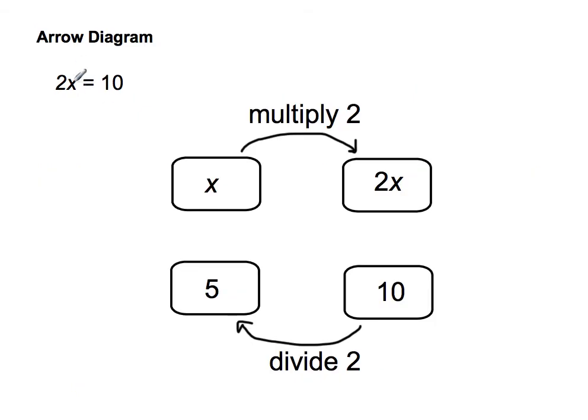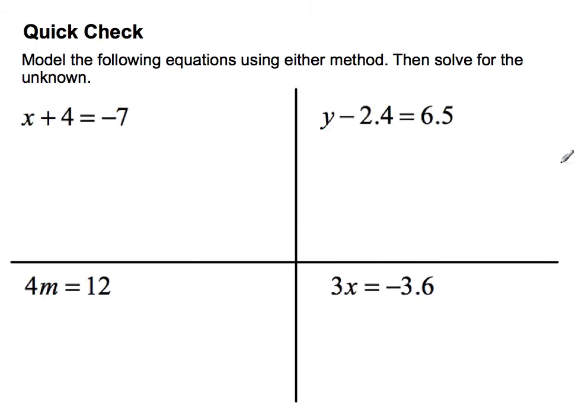From the arrow diagram, I start with the x. The left-hand side says to multiply it by 2, and I'm done because I have the left-hand side. I put that equal to 10, and then on the bottom I undo it, so I start with the solution. If I multiply by 2 here, I divide by 2 here, and 5 should be my answer. So I want you guys just to stop the video, try these ones, come back, and make sure you get the right answer, or just check your answers.